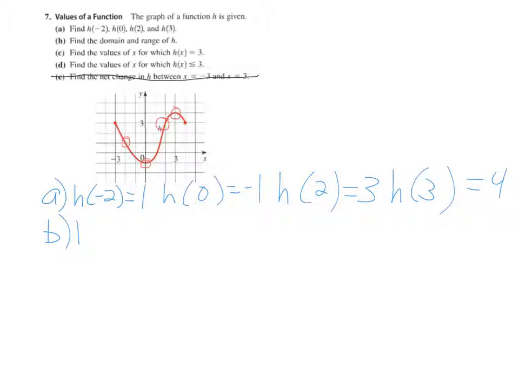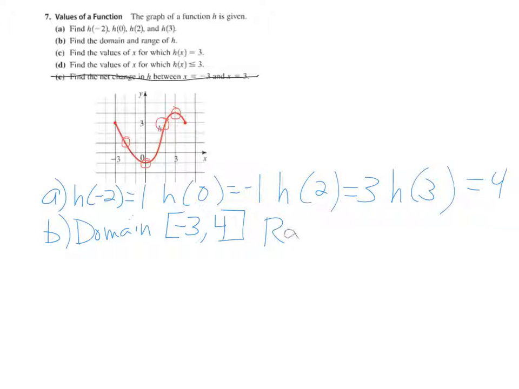Part B, find the domain and range. Domain is the farthest left x to the farthest right x. The farthest left my graph goes is when x is -3, and it's solid there. The farthest right my graph goes is when x is 4.